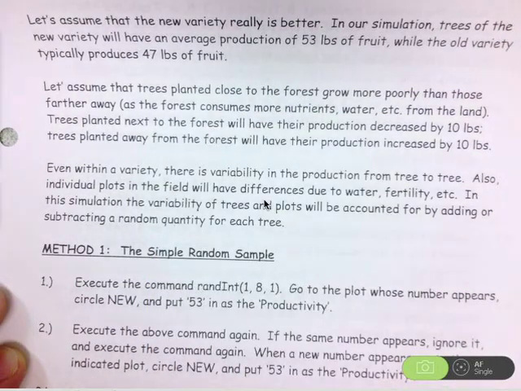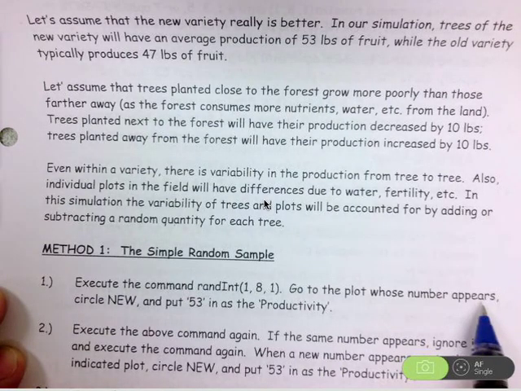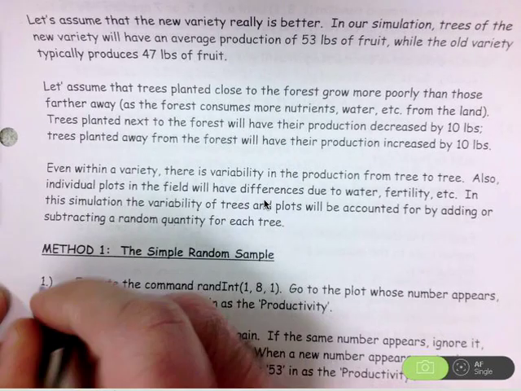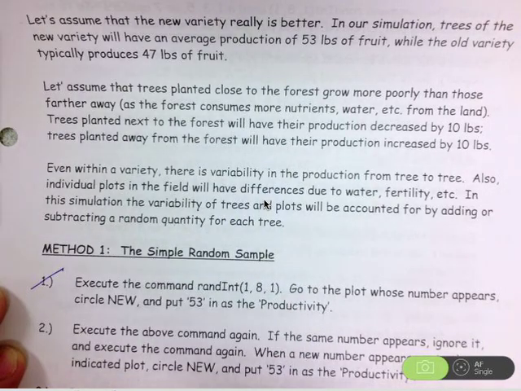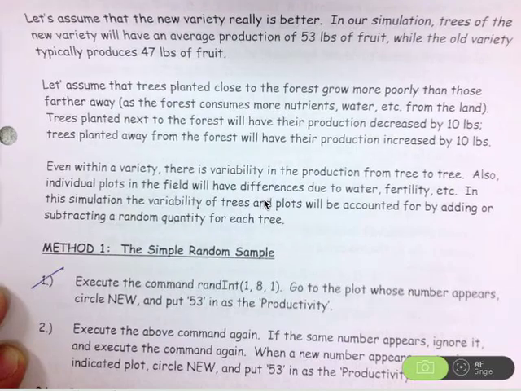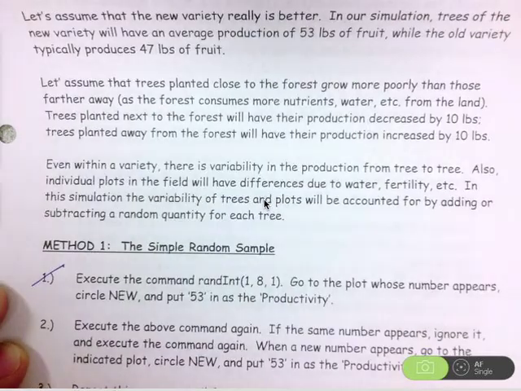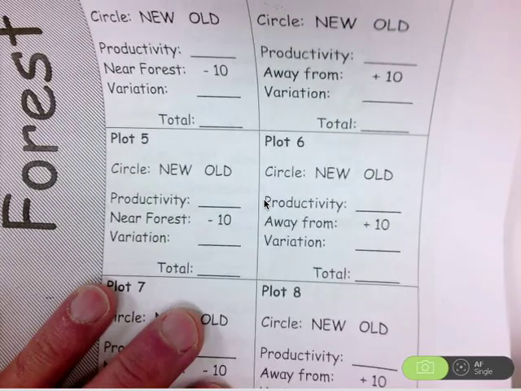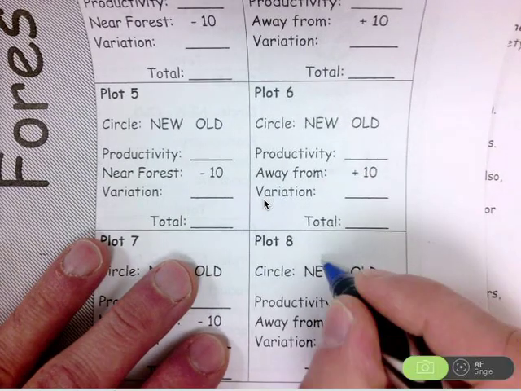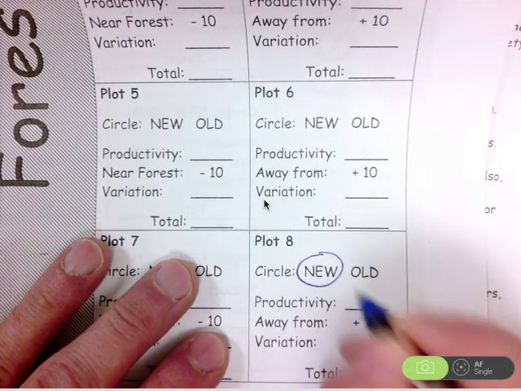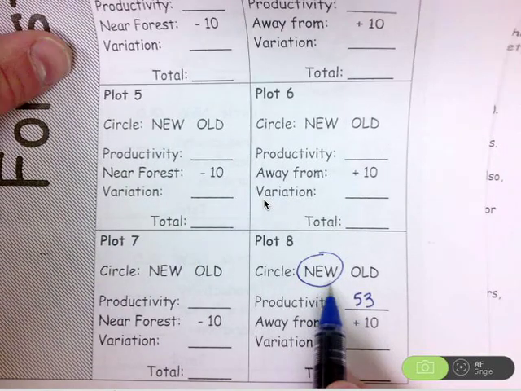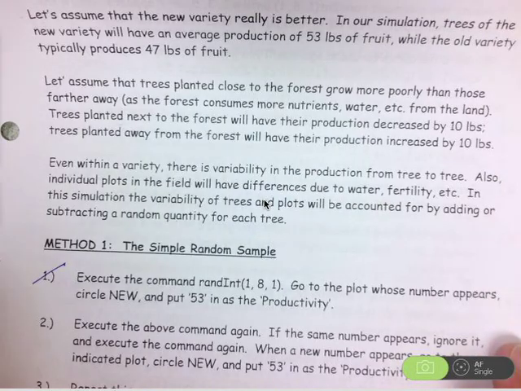According to the directions, go to the plot whose number appears. I got an 8, so circle new, and put 53 in as the productivity. Now I don't want you to do this with me. I'm trying to show you what you'll be doing and why you can be successful if you just read the directions really carefully. So on my template for the simple random sample, I'm going to go to plot number 8. It gets the new tree variety. Its productivity is 53. I circled new, I wrote in 53 because it's a new tree.